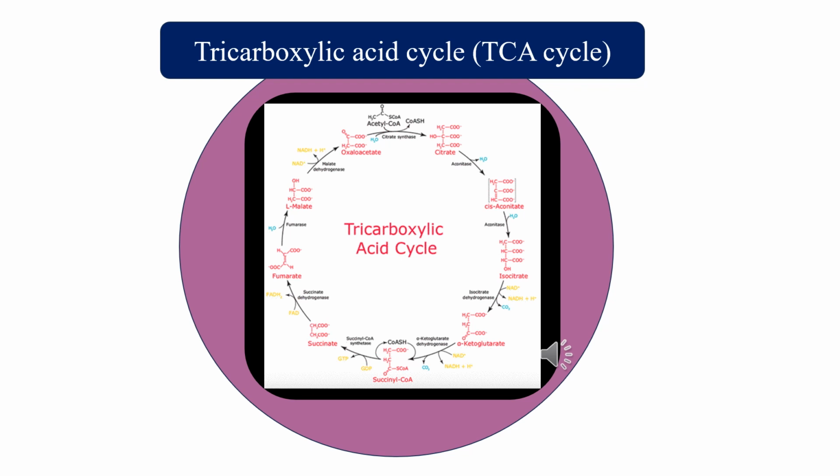Then next, the third step involves oxidation of isocitrate. A molecule of carbon dioxide is released, leaving behind a 5-carbon molecule, alpha ketoglutarate. NAD plus gets reduced to NADH. The entire process is catalyzed by the enzyme isocitrate dehydrogenase.